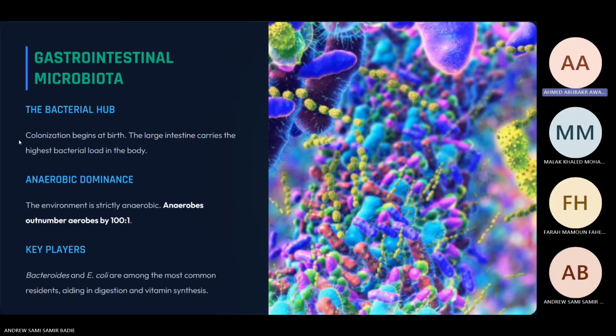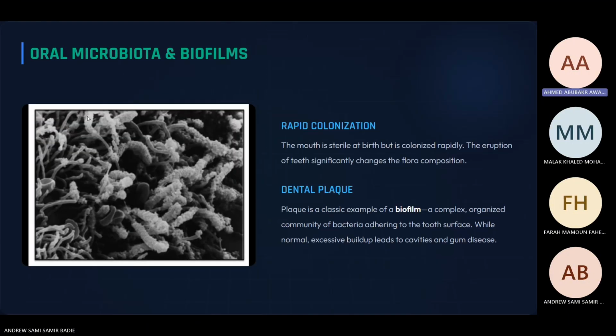The second microbiota is the oral microbiota. It's in our mouth and it changes over time. For example, a baby is sterile at birth. It's completely clean. But the main shifting point is when teeth come out. This is where everything changes. Teeth give the bacteria a hard surface to stick to, and they can just do their own functions there.